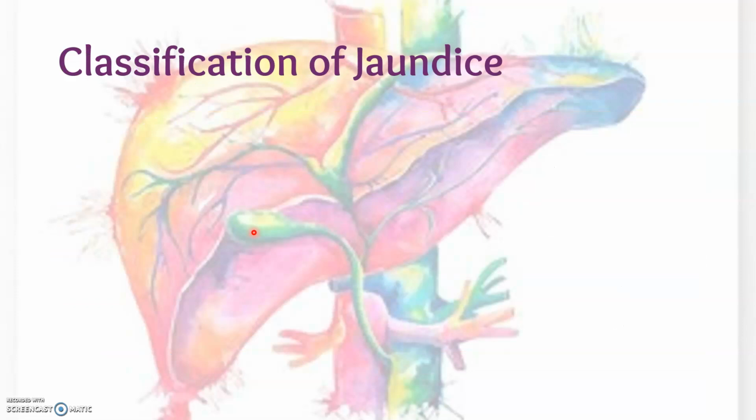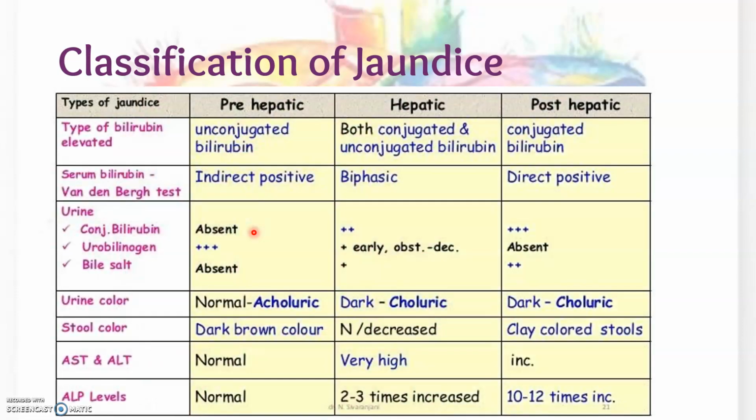So, when it comes to the classification of jaundice, we talk about prehepatic, hepatic, and posthepatic jaundice, and this gives us a bit of a summary of the 3 types of jaundice and what can be expected. Again, this is something that we need to know in some detail.